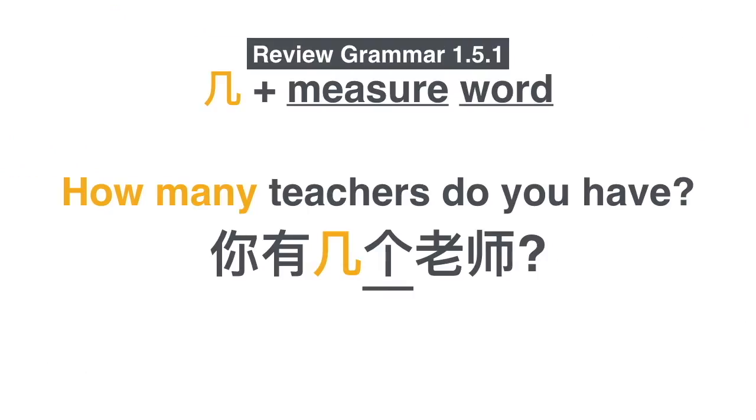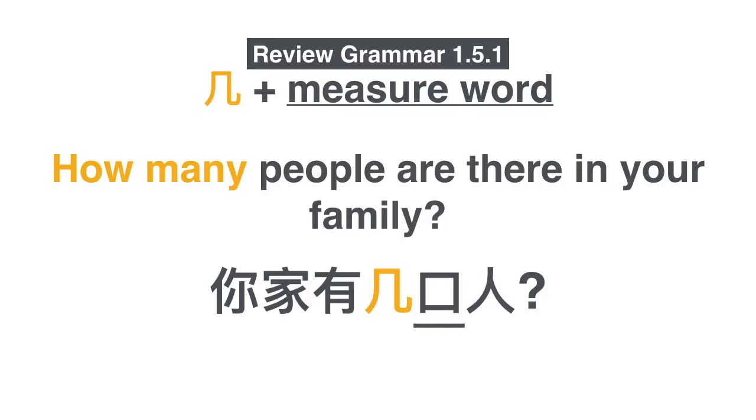Alright, remember back in Grammar 1.5.1, we learned how to ask for how many with the question word 几 plus a measure word. Like, how many teachers do you have? 你有几个老师? How many people are there in your family? 你家有几口人? Now let's take a closer look at how to answer those questions. We already know how to count from 1 to 99, and we have learned quite a few nouns. So in this grammar video, let's put these together and learn how to express quantities like 3 teachers, 5 students.